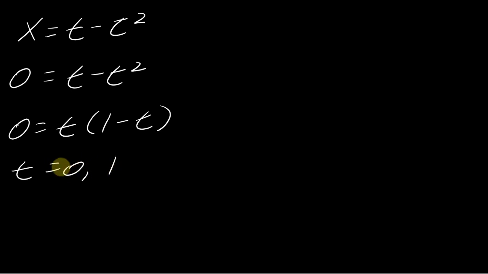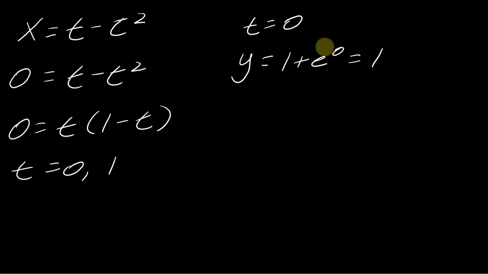I need to think about when t equals 0 and 1, what is the value of the y's for each one of these? So when t equals 0, if I plug that into the parameterization for my y, I get 1 plus e to the 0. Oops, and this should be 2. Sorry, this should be 2, not 1. So this becomes 1 plus anything to the 0 power is 1. So this is 1 plus 1, so this equals 2.